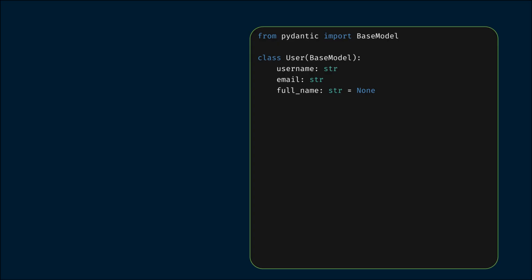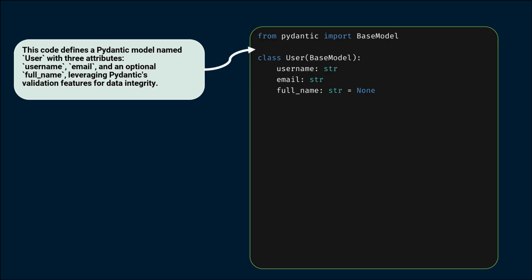Now let's see how we can define a data model for user management using Pydantic. In our example, we're going to create a user model that specifies the structure of user data expected in API requests. This model includes three attributes: username and email, both of which are required fields, and full name, which is optional and defaults to None if not provided.